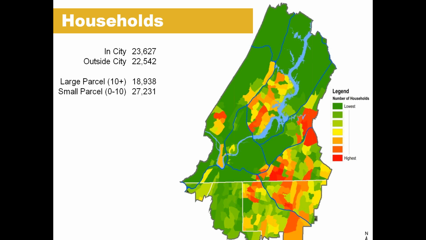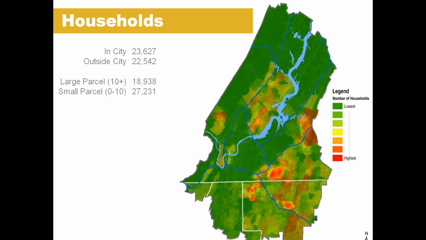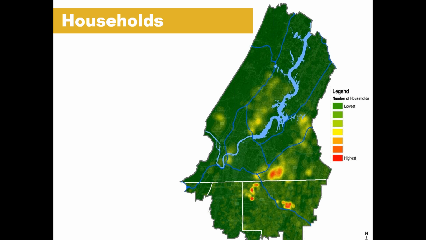Just some general metrics. This model allocates 23,000 households within a jurisdictional boundary, and 22,000 outside of a jurisdictional boundary. And most of the growth is occurring on parcels smaller than 10 acres. Those smaller parcels have around 27,000 households being allocated to them. The next map is the same map, but it's showing you in a heat map format where the growth is occurring. You see some concentrations in East Brainerd, and then along North Georgia and existing communities there.